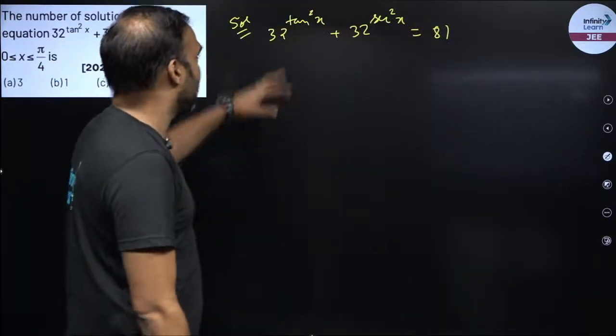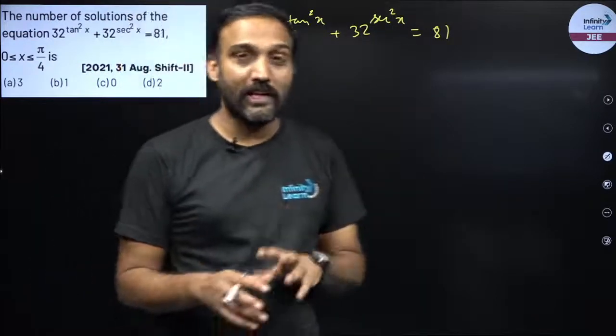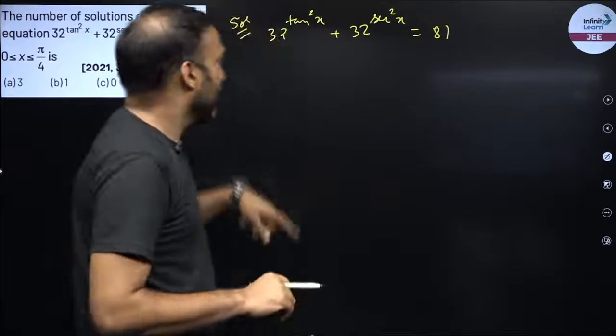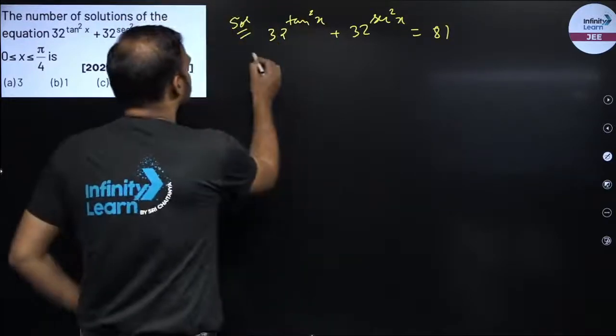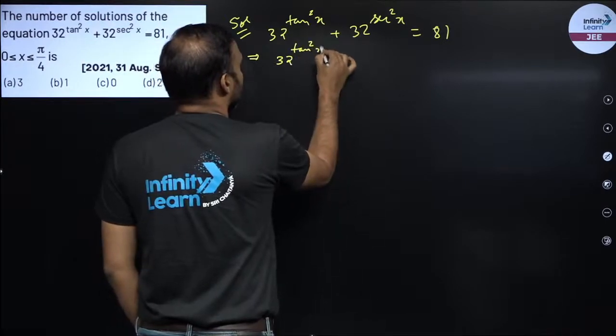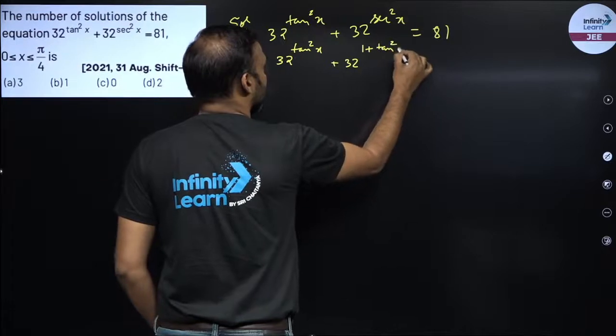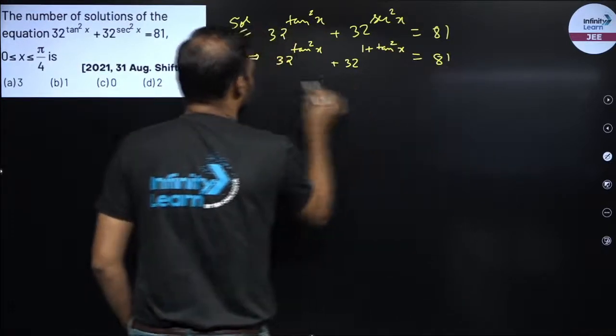Now if you observe, there is a tan square x, there is a sec square x. Remember the basic rule: I have to change the trigonometry to one trigonometric function. So I can convert sec square x into tan square x. So from here I can write 32 tan square x plus 32 sec square x, and I can replace this by 1 plus tan square x. This is equal to 81.